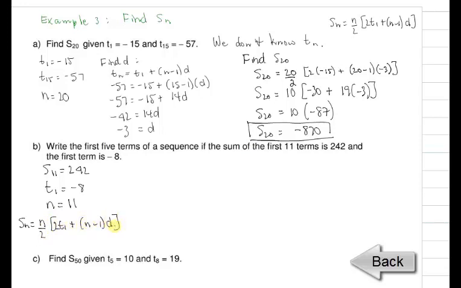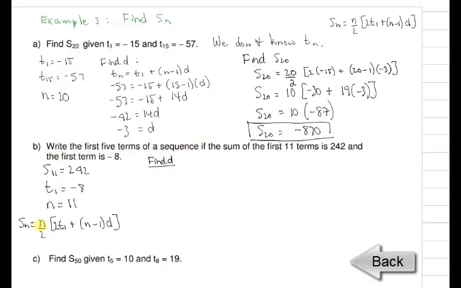Okay, so take a look at the information that we have. We know what our s subscript n is because it's s subscript 11. We know that n is 11, and we know what our first term is, t1, at -8. Okay, what we don't know is d, so the first thing we need to do is find d. And that makes sense too because we want to write the first 5 terms of our sequence, and in order to do that we need to know what d is.